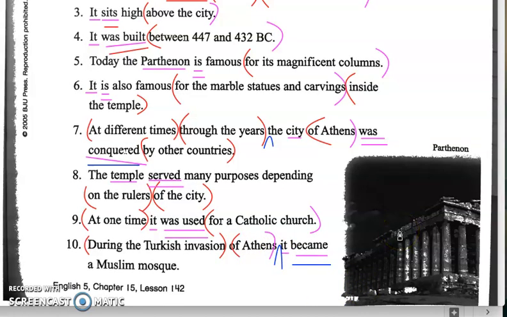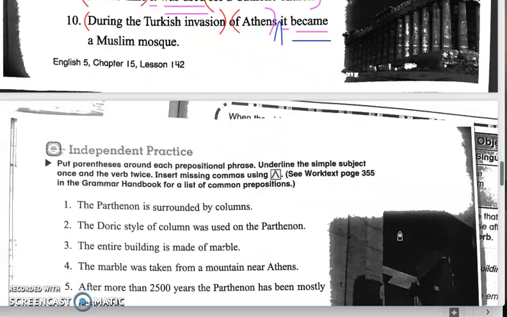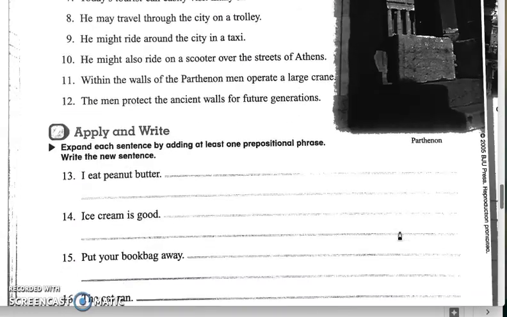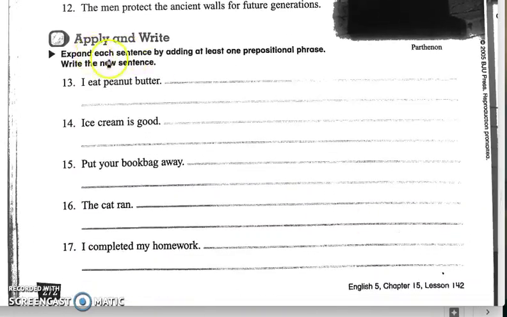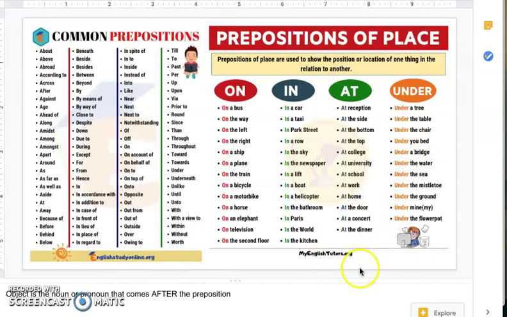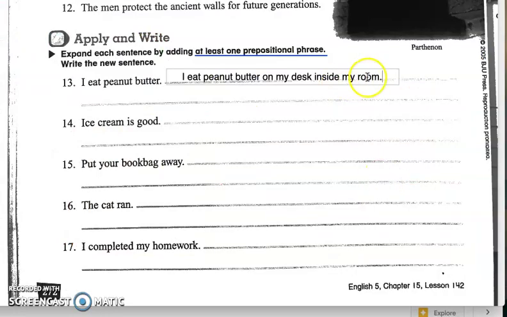Okay. Great job, guys. Go ahead and try independent practice here. For apply and write, it says expand each sentence by adding at least one prepositional phrase and write the new sentence. So you're gonna write the entire sentence again. So I'll do number 13 as an example. I eat peanut butter. So just gotta pick one of the prepositions. I will pick on. I used 2 prepositional phrases.